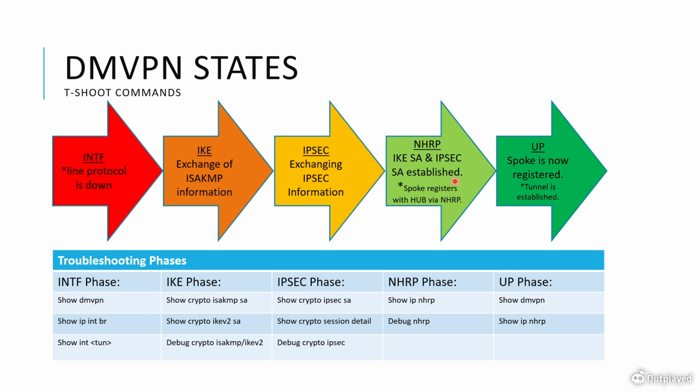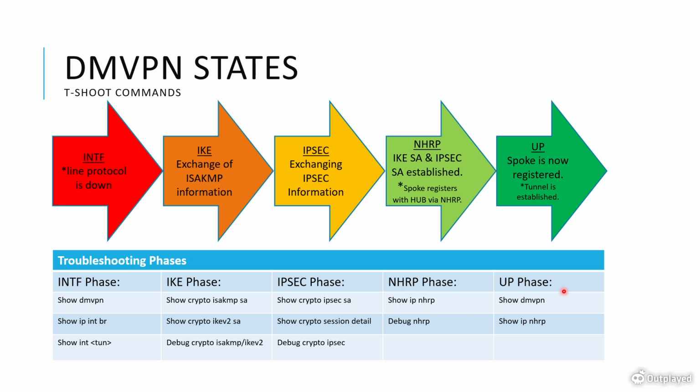If you do have an issue with NHRP, I can go ahead and pop that up after this to show you, and we can run through where you're going to find these again in case you've forgotten. And then your up phase to finally confirm everything's good is show DMVPN and show IP NHRP.